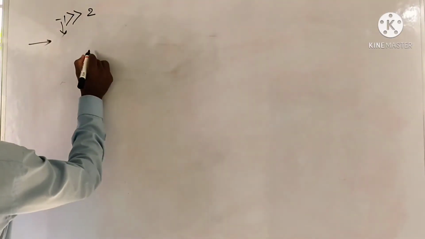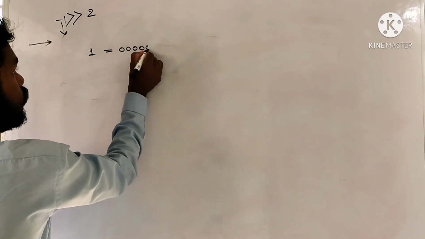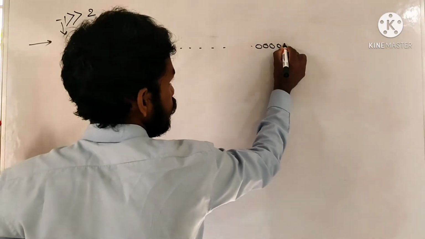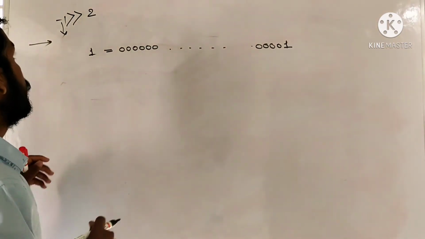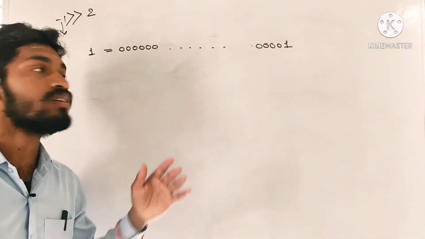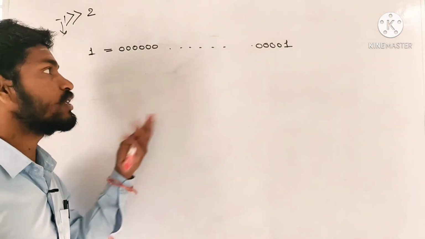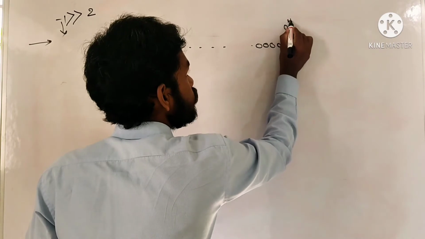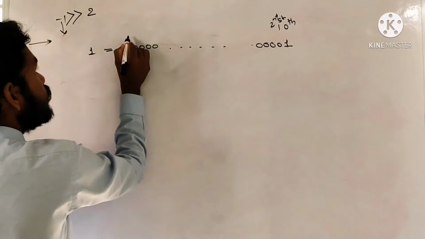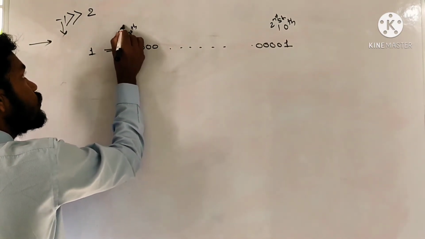First I will take the binary equivalent of 1, that is 0 0 0 0 0 0 0 0 0 0 0 0 0 0 0 1. Consider this is a 4 byte signed integer, meaning 32 bits, with the 0th location, first location, second location, like that. This is the 30th bit, this is the 31st bit.